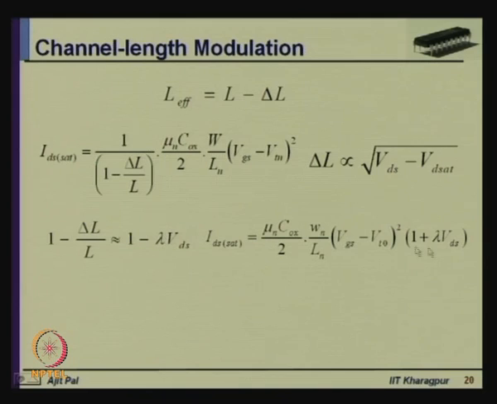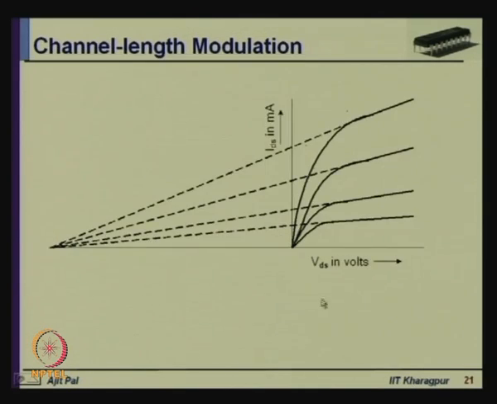So, we can now express IDS in terms of this lambda, and it becomes: mu n Cox by 2, Wn by Ln, into (Vgs minus Vt) square, into (1 plus lambda Vds). So, you can see here it is no longer just the square term; it is 1 plus lambda Vds. So, it varies with drain voltage.